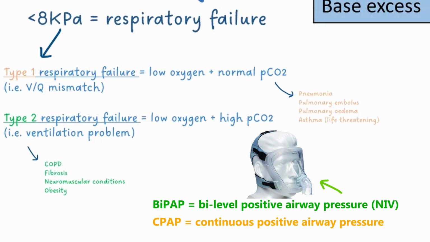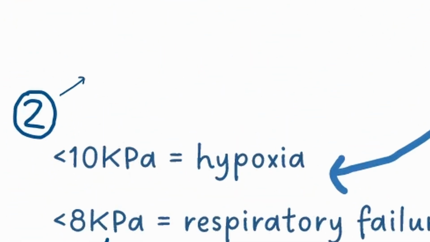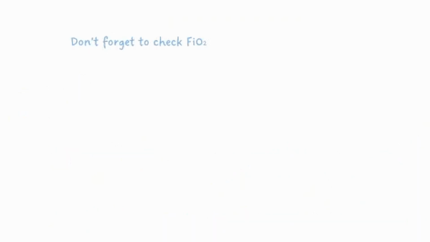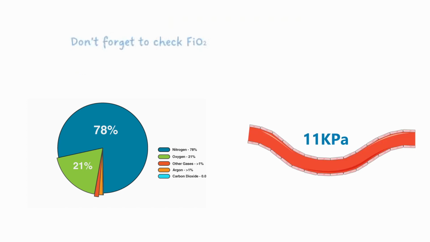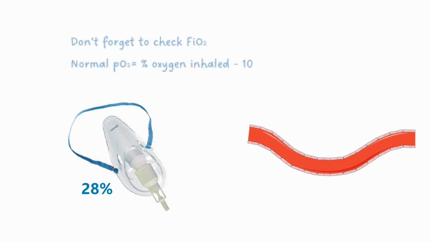When assessing oxygen pressure in the blood, it's important to take into account the patient's fraction of inhaled oxygen, i.e., what percentage oxygen are they breathing in. Room air contains 21% oxygen, and our arterial blood should contain around 11 kilopascals of oxygen. The difference between 21% oxygen and 11 kilopascals is 10, and we can use this difference of 10 as a general rule. For example, if a patient is inhaling 28% oxygen via a Venturi mask, we would expect their PO2 to be roughly 18 kilopascals.